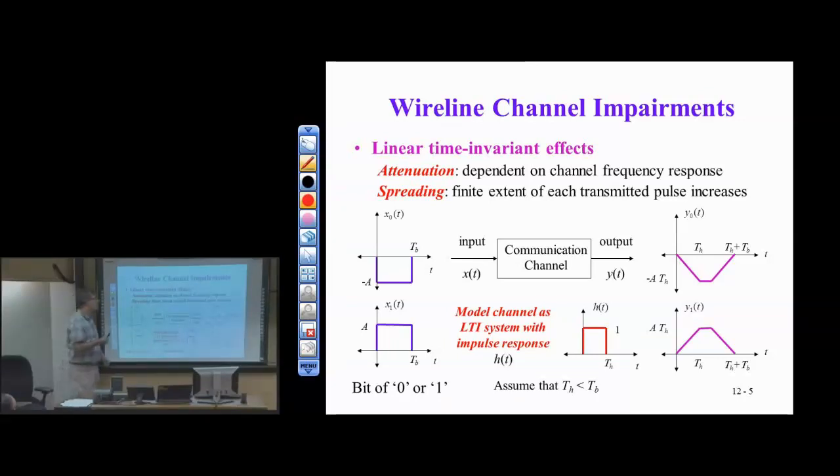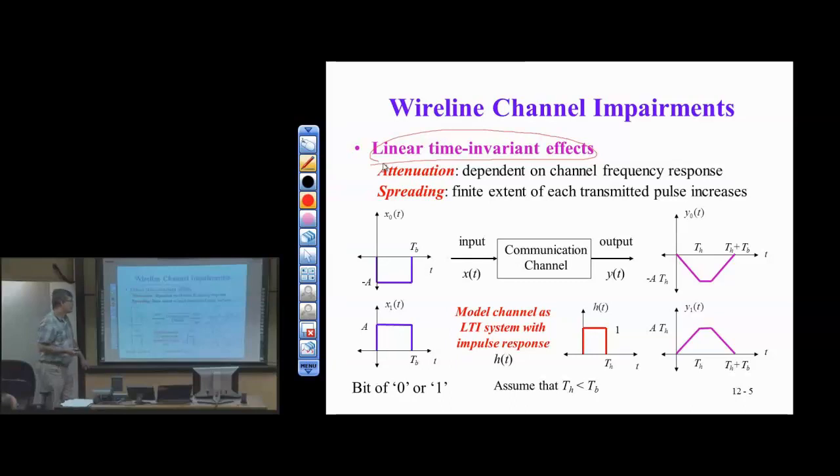In the wireline channel and also in the analog front ends, we have some impairments. Let's talk about the wireline channel for a minute. The wireline is a good place to start. This would be a wire, either copper twisted pair or coaxial wire. So we have linear time invariant effects, and we have a pretty good handle on those now, from signals and systems and from earlier in the class.